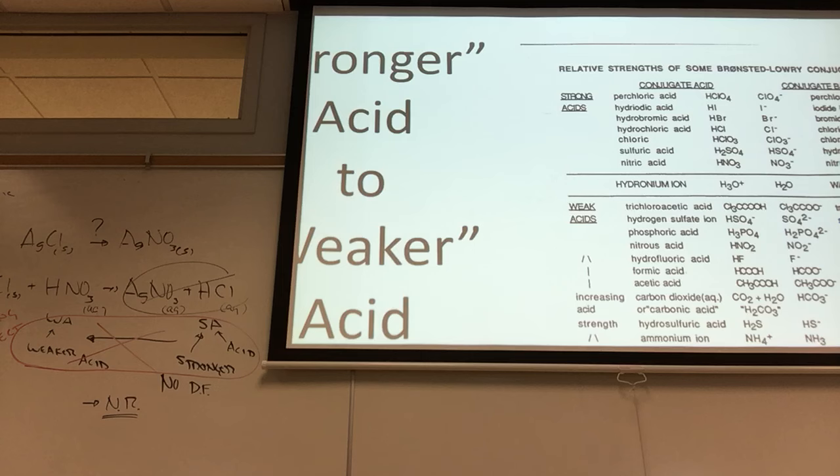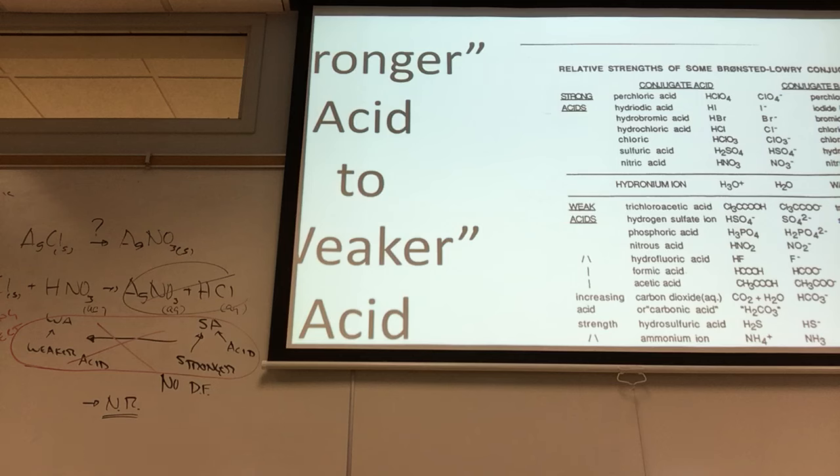The leveling effect says this: all strong acids in water have equal strength, except maybe for H2SO4, which is just slightly stronger. So you can memorize that, but we want to understand a little bit more, because then we might be able to make predictions. And so the next question that comes up is, why do all strong acids in water have the same strength?